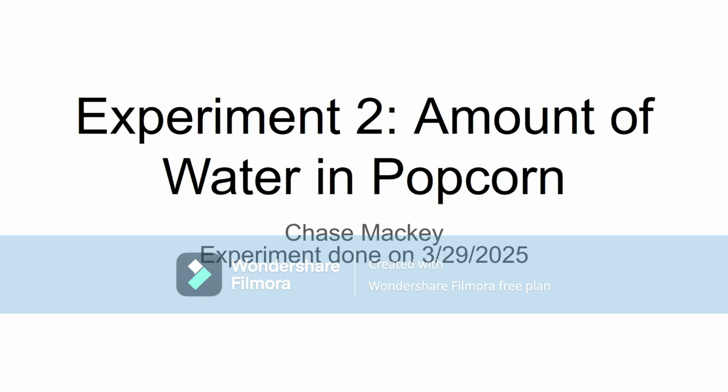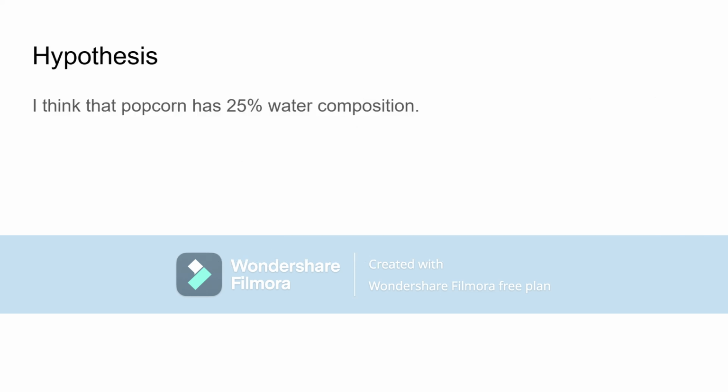This is my slideshow on experiment 2, amount of water in popcorn. My hypothesis was that popcorn is going to have 25% water composition on average. I think 25% is not too high of a number, but it's also not super low. I think it's a good medium point to say that this is where it's going to be.